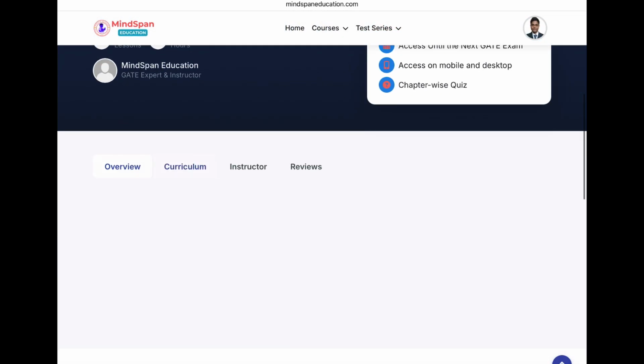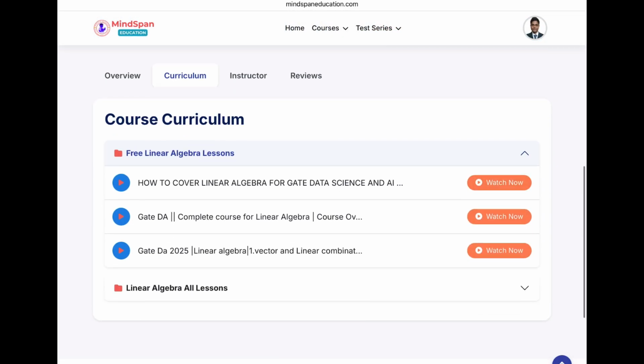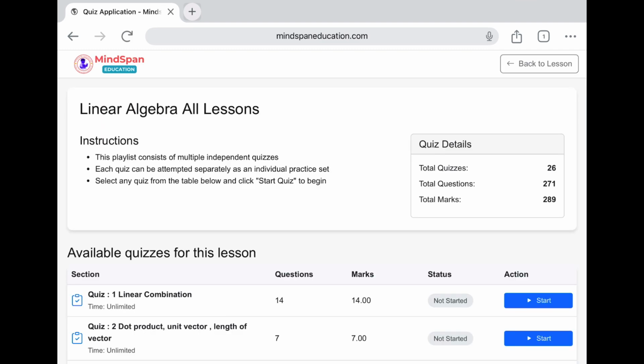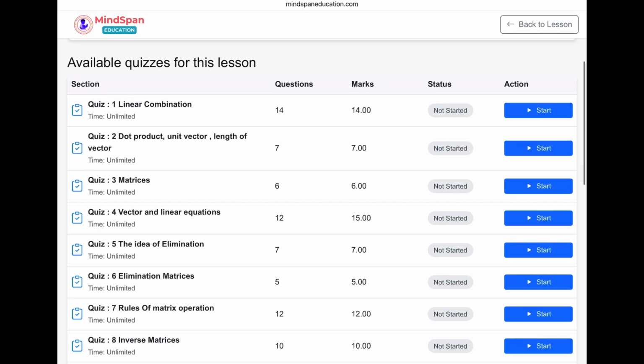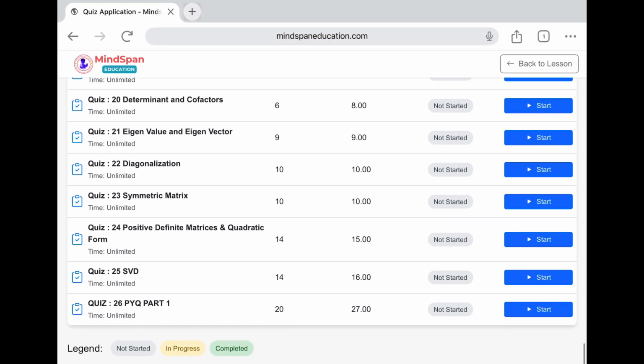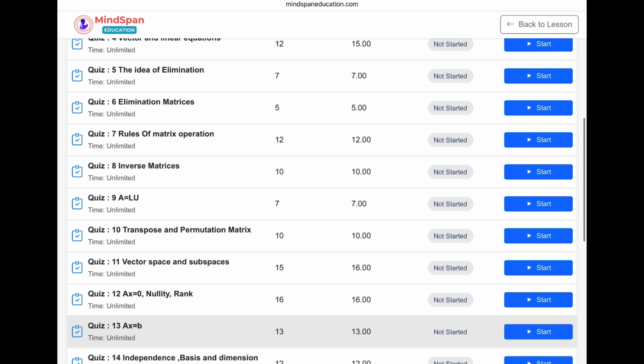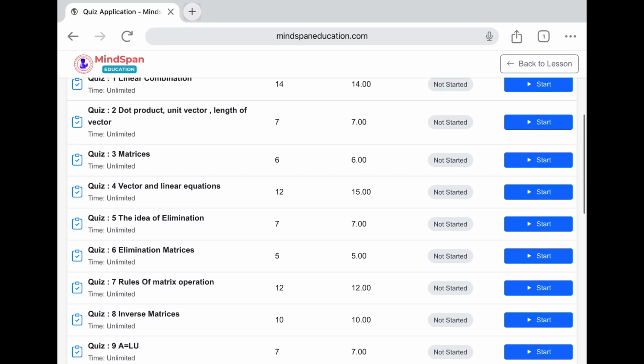Similarly for linear algebra, we have done that too. In linear algebra we have 271 questions in the quiz part in total, and we will still be uploading more. I have just started uploading the PYQs from all the different branches in linear algebra, and we have already uploaded chapter-wise problems for each chapter. So you can just watch the lecture and attempt the questions.